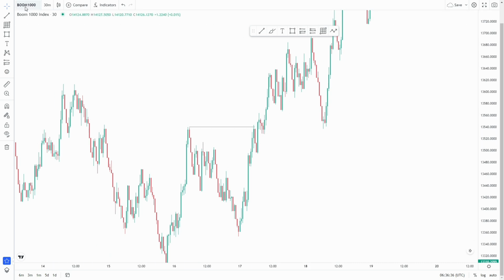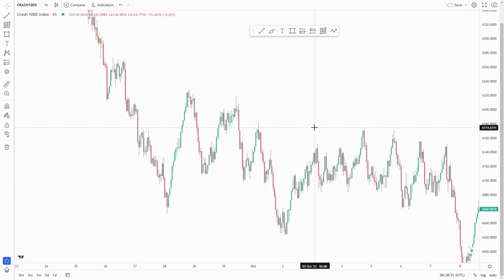Let's quickly go to a crash pair. Alright, so now we're on Crash 1000. I'm on a different time frame as well, the 1 hour. Yes, of course, you can go into more detail when you start on the higher time frames and go down, but I'm just showing you it can be done on any time frame.